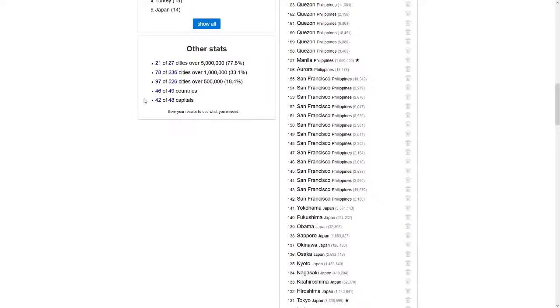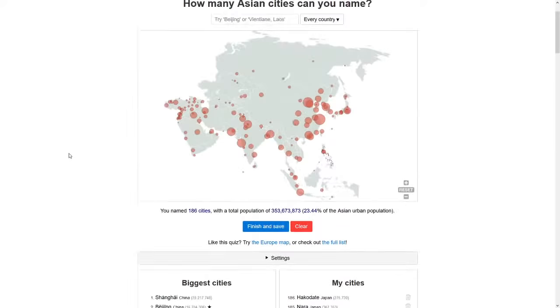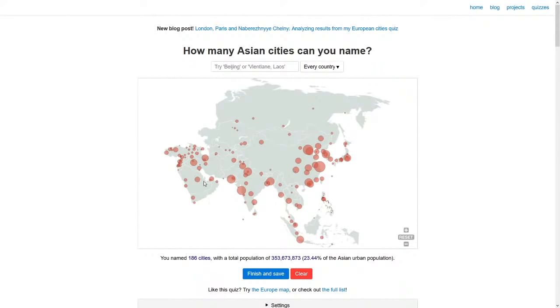There were three countries I missed and six capitals that I missed. See, I forgot Bahrain, Qatar's capital, so that's two. I didn't get Uzbekistan's capital, so it's three. Bhutan is four. Burma's five. What's the sixth one? I cannot remember. Oh well.